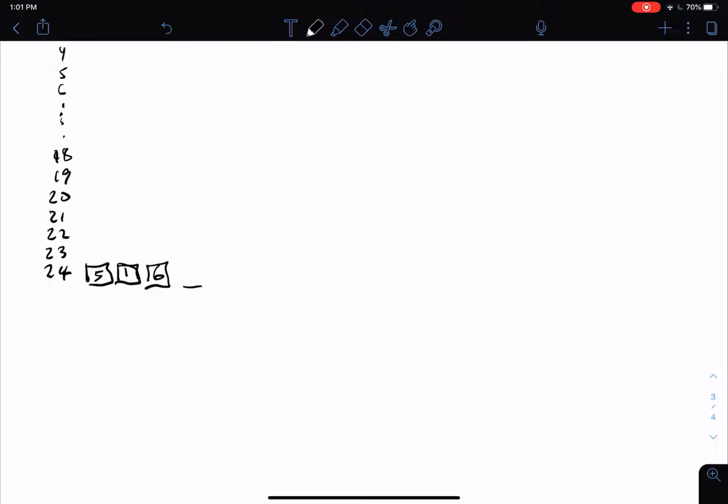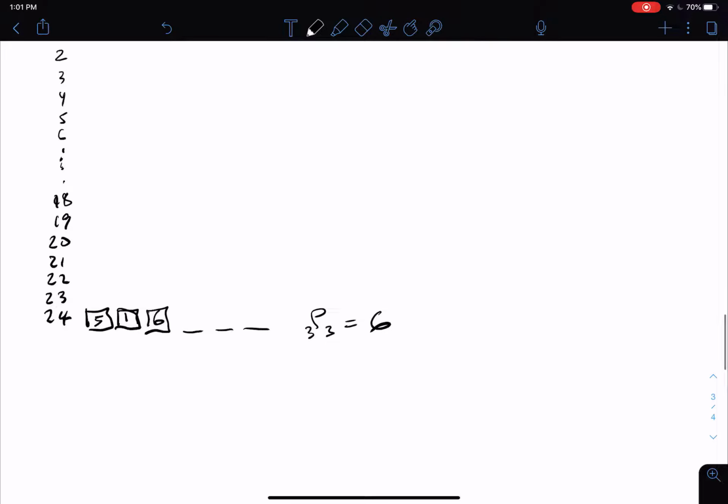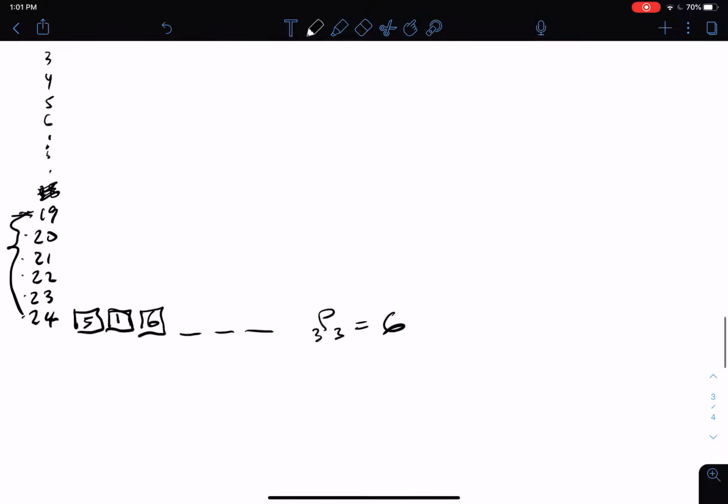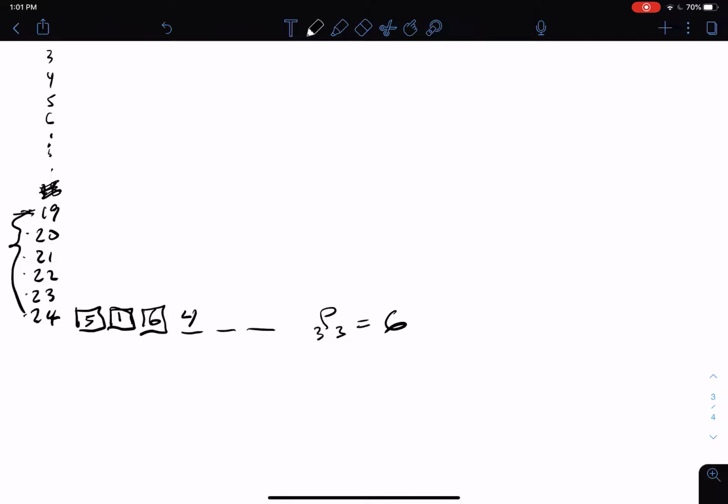Now I'm down to only 3 arrangements that I have to do, which would be permutation of 3 choose 3, which is only 6. That's a small enough number that I would like to deal with. So if I go back 6, 1, 2, 3, 4, 5, 6, I'm going to forget this set 18. If I just go from 19 to 24, that is going to be 6 arrangements. The largest of those 6 arrangements starts with 5, 1, 6, and then the largest numbers left, which is 4, 3, 2.